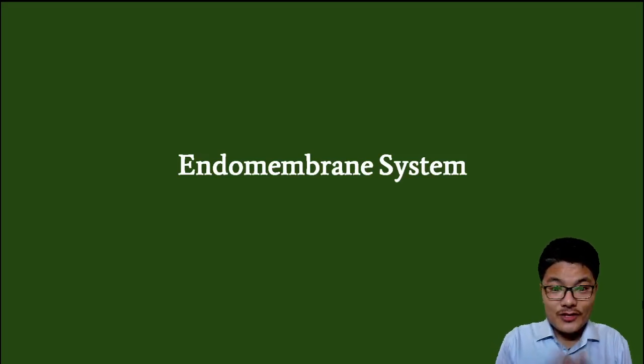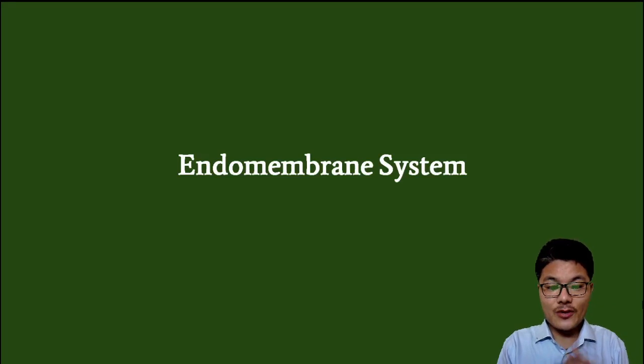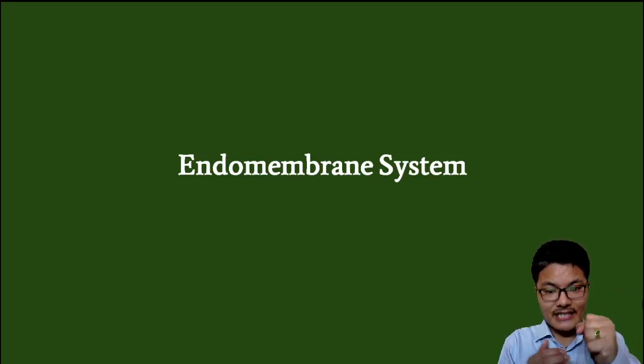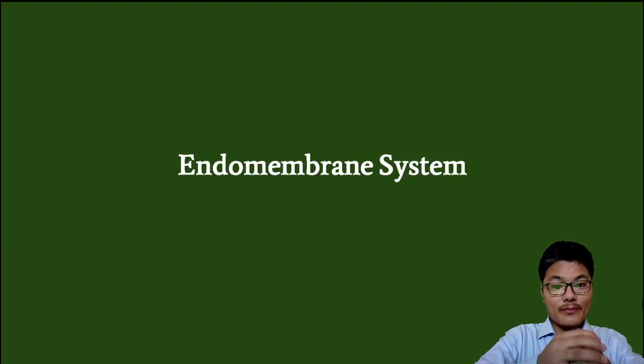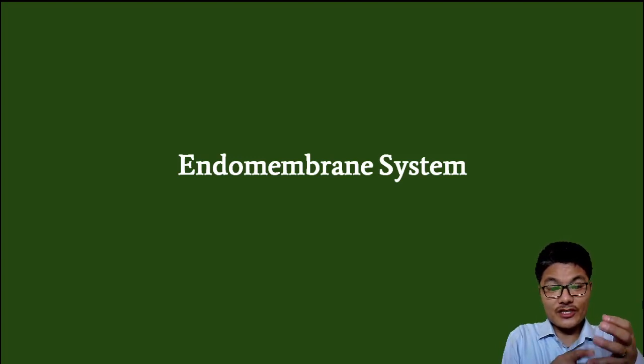Hello. With this video, let's try to understand the endomembrane system. Endo here refers to something that is inside, and membrane here refers to a covering which is surrounding an internal structure. So endomembrane here refers to membrane-bound structure. System usually refers to an entity which is constituted by many parts, and all these different parts are working together.